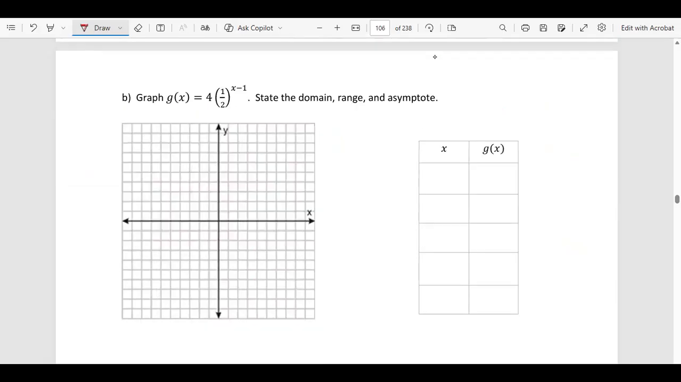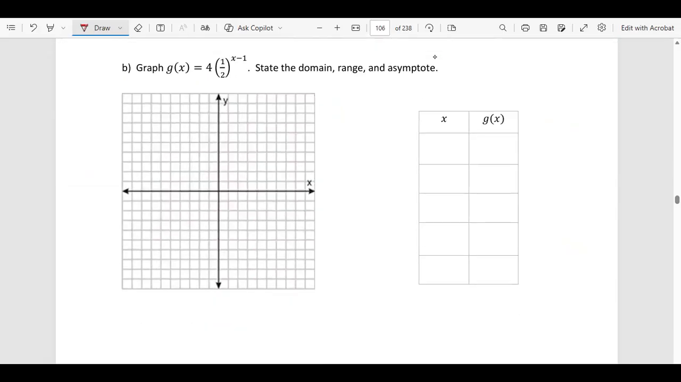Another example. We want to graph this function. First of all, we need to create a table of values. We need to know what number makes the power 0. So the power is x minus 1, and if you set it equal to 0, x must be equal to 1. That's the y-intercept.